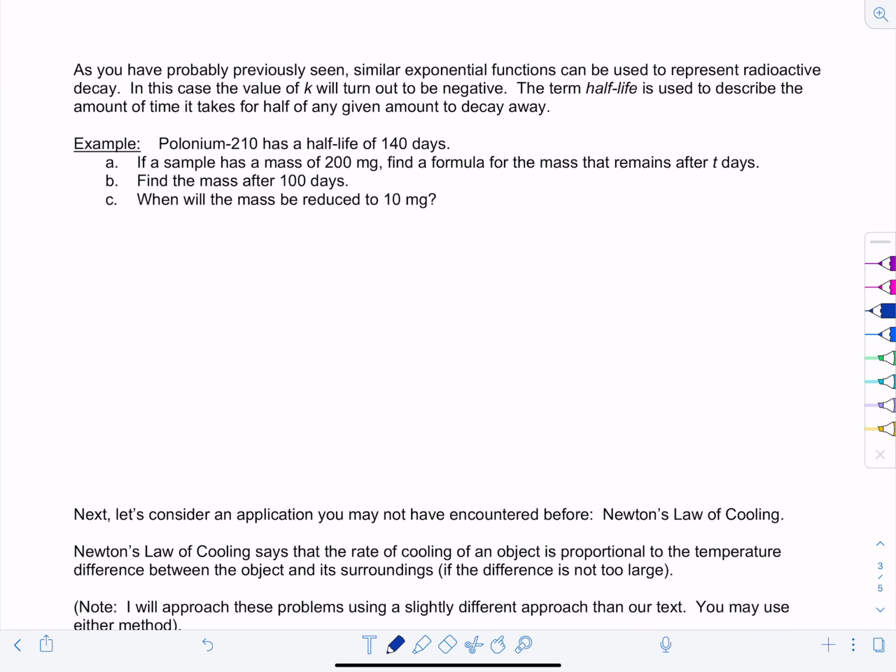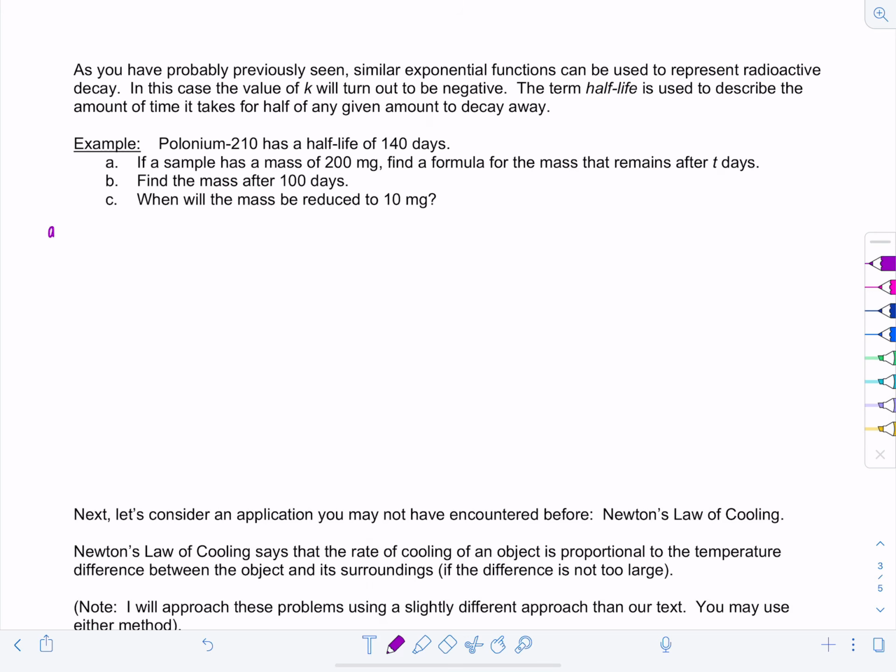As you've probably seen, similar exponential functions can be used to represent radioactive decay. And in this case, the value of k will turn out to be negative. And the term half-life is used to describe the amount of time that it takes for half of any given amount to decay away. All right, so let's see here. They tell me polonium-210 has a half-life of 140 days. All right, cool. So part A, if a sample has a mass of 200 milligrams, find a formula for the mass that remains after t days.